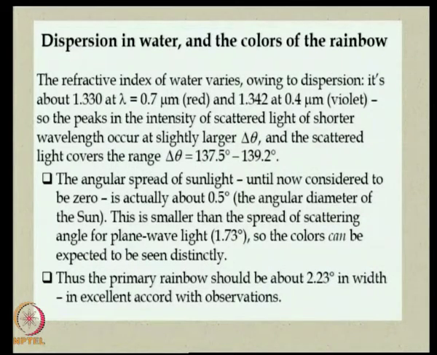And the angular spread of sunlight is about 0.5 degrees. The sun is not exactly parallel, and this is smaller than the spread of scattering for plane wave light, which was here 1 point. So, the colors can be expected to be seen distinctly. Although it is not quite parallel, it is sufficiently parallel for you to be able to see the rainbow clearly. So, according to this, the primary rainbow should have a width of 2.23 degrees, which is very close to observation.